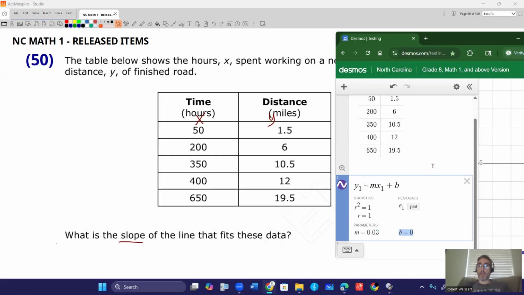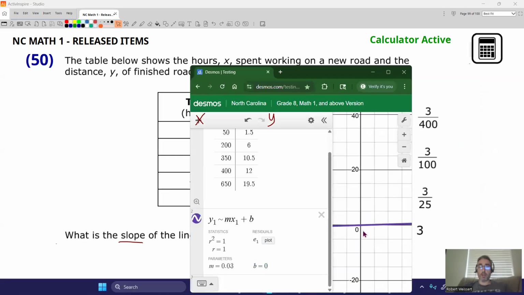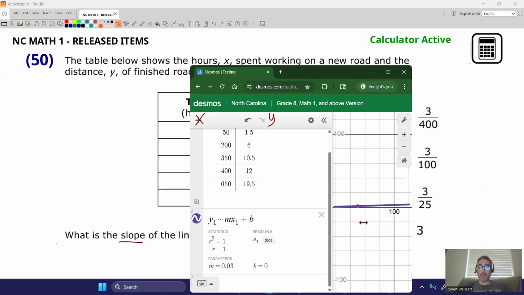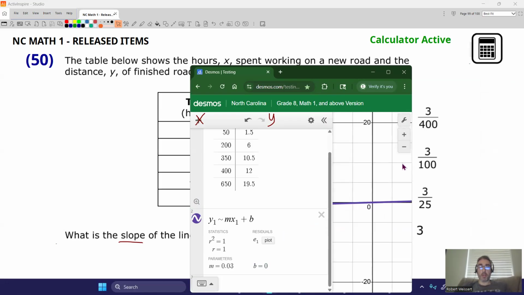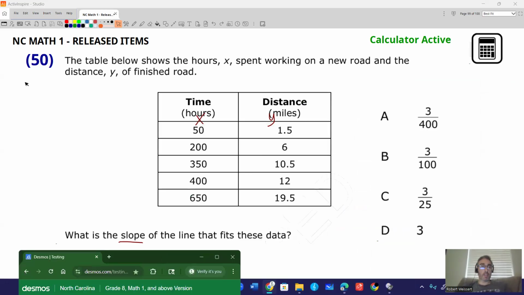So let's write that out. You can see the question here. If you care to graph those points, you can see those points out here if you zoom out a little bit, but that's a lot of zoom in here. You got our slope 0.03 and a y-intercept of 0. So y equals 0.03x plus 0.